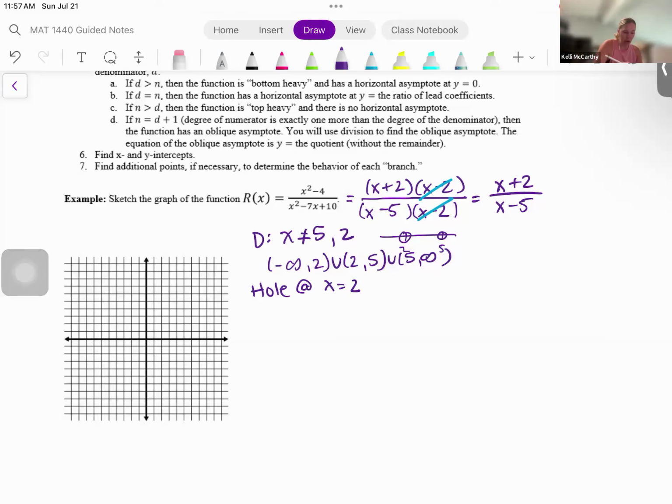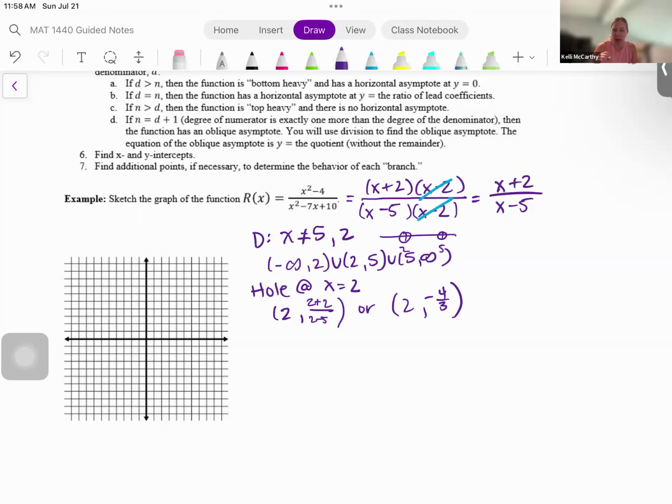And to find the ordered pair for that, we're going to just plug 2 into that simplified version of our function. So that's going to be 2 plus 2 over 2 minus 5, or 2 and negative 4/3. So when we go to graph this, we are going to plot this ordered pair as an open circle.